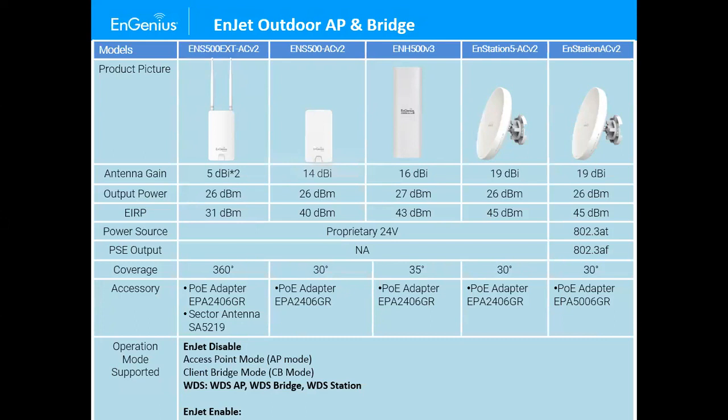And for the first four, ENS500-XT, ENS-AC, ENS500-AC, ENH500, and NStation5-AC, we use the proprietary 24, except the NStation AC, which is a standard. And for the NStation AC, the secondary port can pass PoE, so you can tether an IP surveillance camera and power it. We also show you the beam degree for each AP and what adapter you're using, just for your reference.